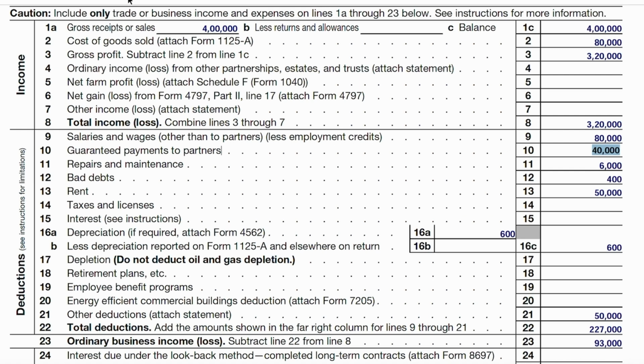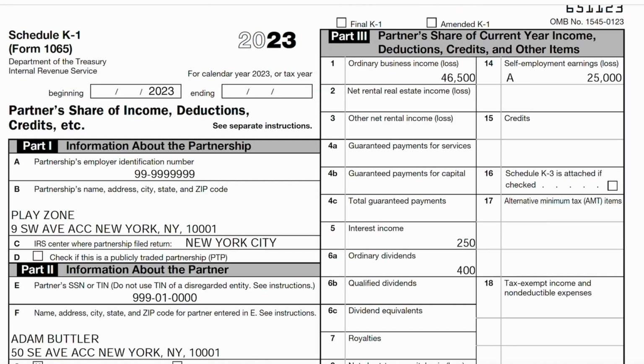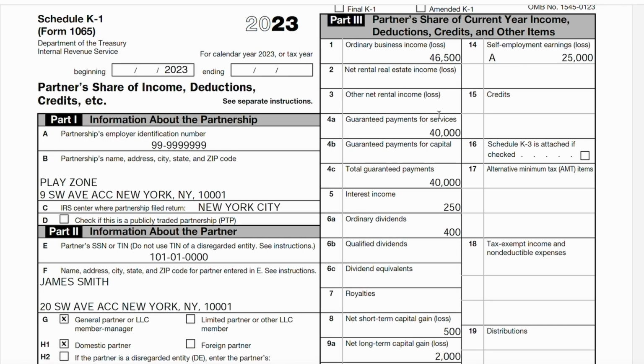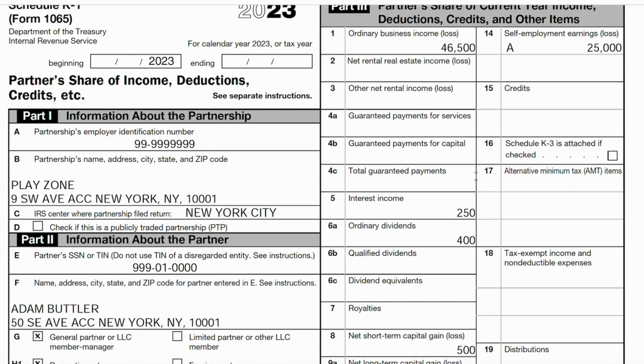So this 40,000 in our example is only paid to James. If you can see over here, James has guaranteed payment for services 40,000, and if you see the other guy Adam's Schedule K-1, you will see this amount is not here. So this 40,000 James will pick on his 1040 individual income tax return, and he will pay tax on that amount. This guy Adam will not pick it on his individual income tax return, and he does not have to pay tax.